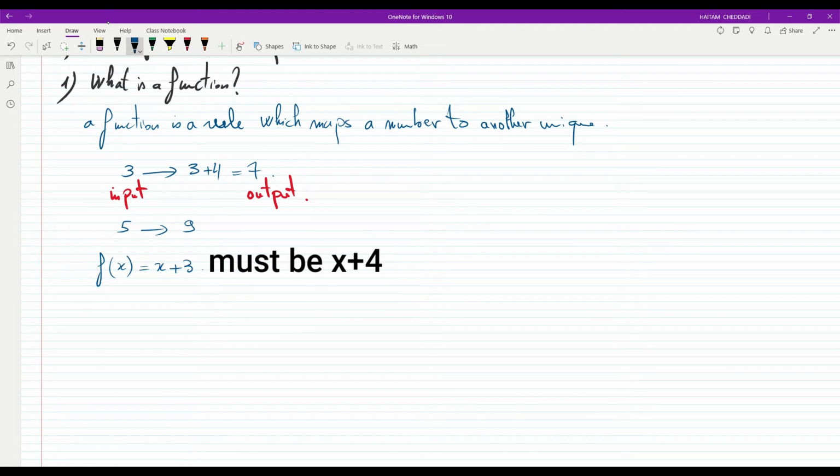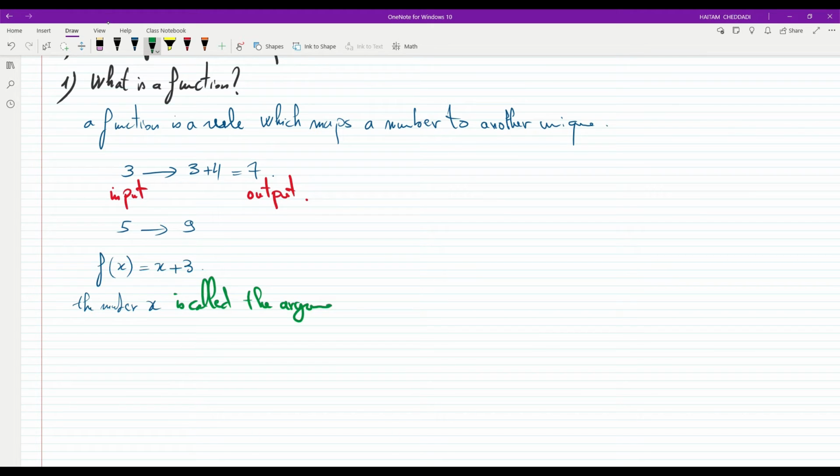The number x that we use for the input of the function is called the argument of the function. So if we choose an argument of 2, for example, we're going to have 2 plus 4, which is 6. So x is called the argument.